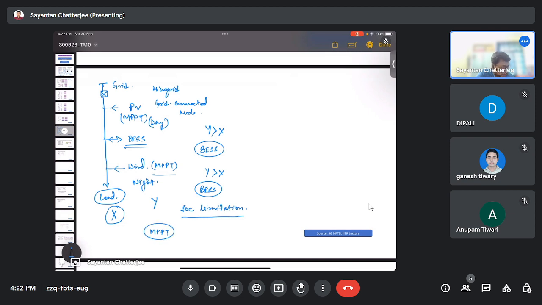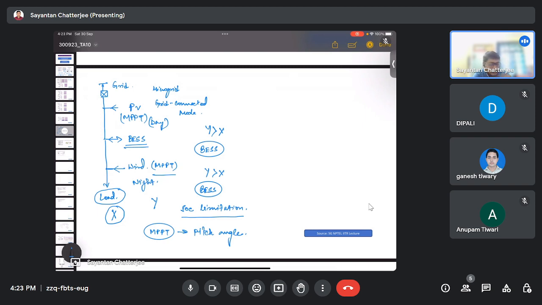So based on that, the pitch angle of the wind turbine has to be changed, since it can't operate at MPPT. For that we need to change the pitch angle to some other value so that it operates at a lower power value. And similar is the case for the photovoltaic systems. So here are some of the challenges.